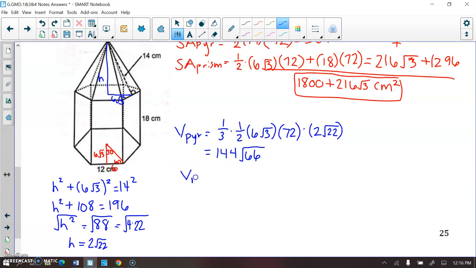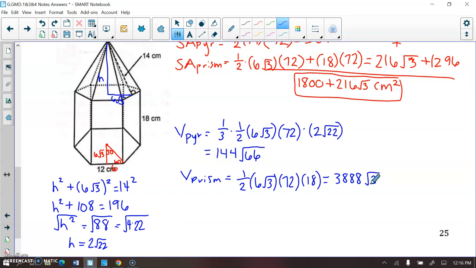Now I'm going to do the volume of the prism, which the volume of the prism is going to be the area of the base, so 1/2 apothem times perimeter, and then times the height of that prism, which is 18. So I do an 18 times a 72 times a 6 times a 1/2, and I get a 3,888, and then I just tack on that root 3.